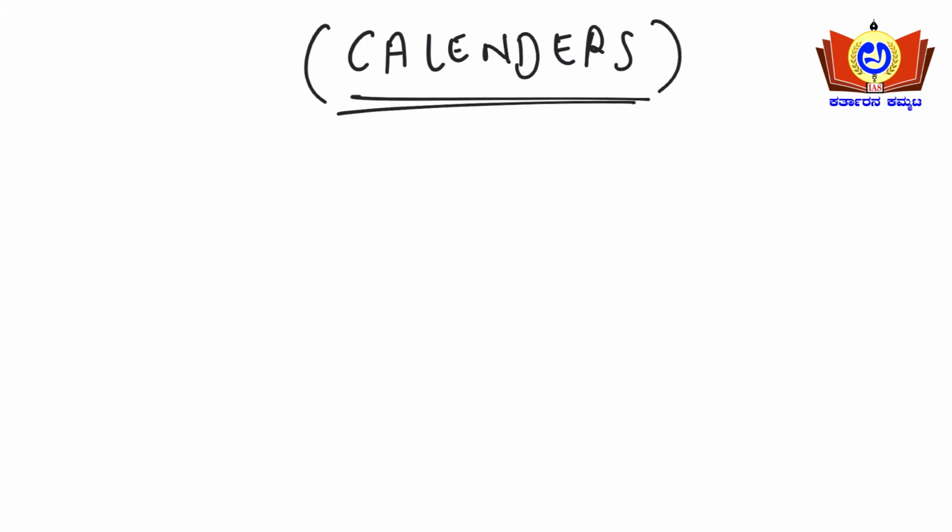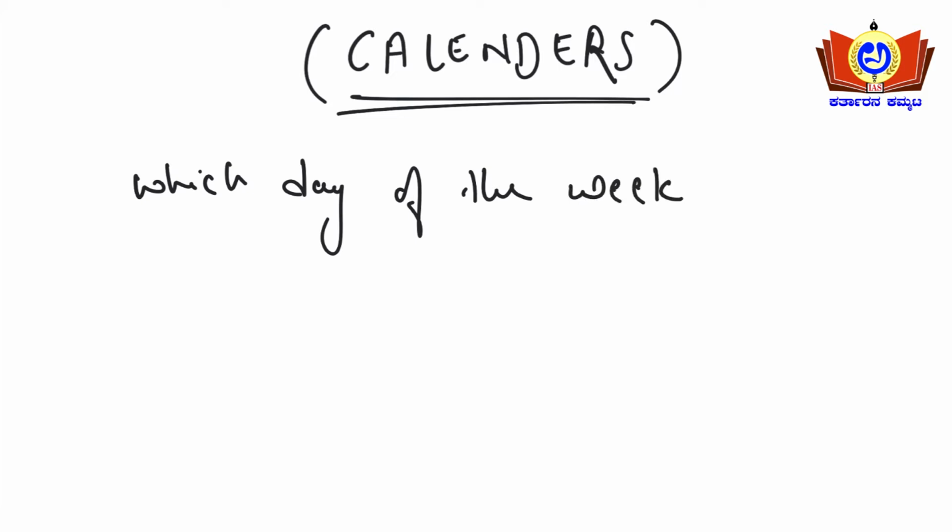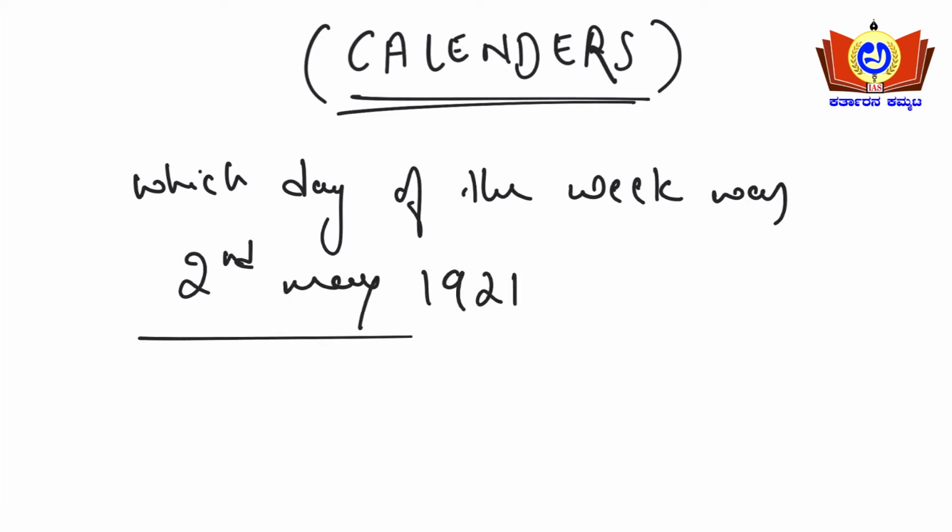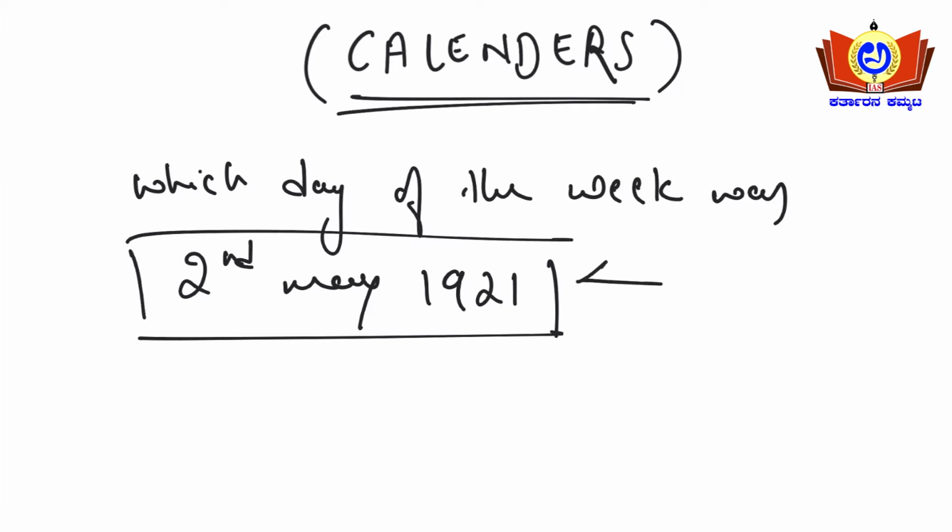So in the exam, what particular kind of question will you be expecting based upon calendars? They'll give a particular date. For example, which day of the week was, say, 2nd May 1921? The date has been given here and they are asking to find the day, whether it is Monday, Sunday, Tuesday, Wednesday, like that.